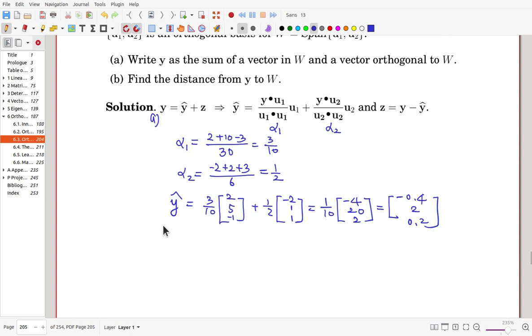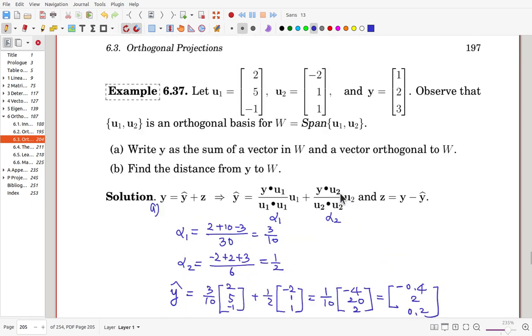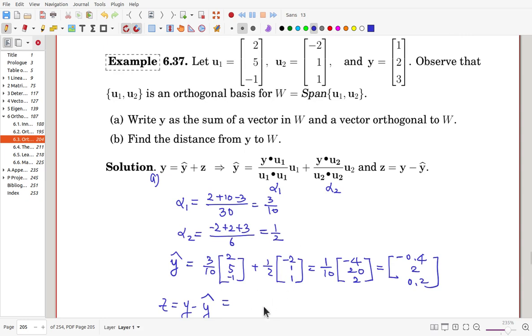Now here we can find the z, and that is y minus y hat. Y is 1, 2, 3, and y hat is minus 0.4, 2 and 0.2. So that is now 1.4, that is 0, and the final one is 2.8.